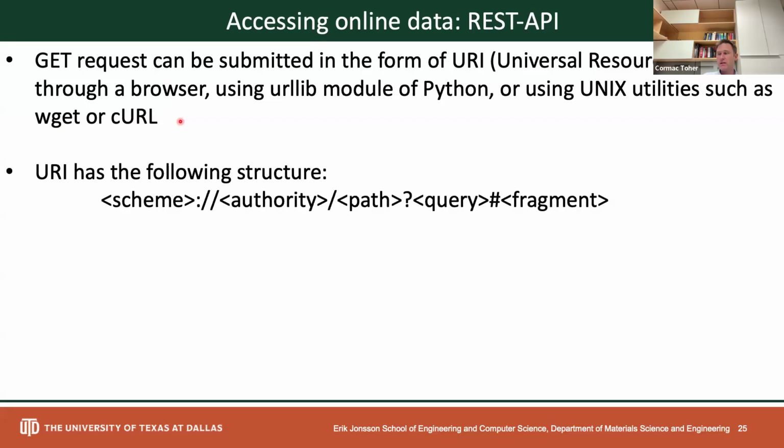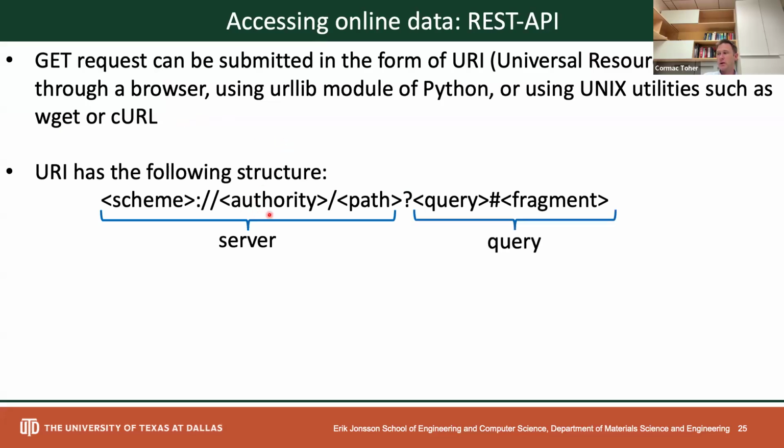Okay, so a URI has the following structure. You have a server part and you have the query part. For the server part, you'll have a scheme, so this is the HTTPS. You have your server, so you have the authority. This will be like the top level domain, or let's say the higher level domain, so let's say materialsproject.org or aflow.org. Then you'll have some path that basically specifies which API you're querying. Then you have the question mark, and then you have the query. The query comes after the question mark.